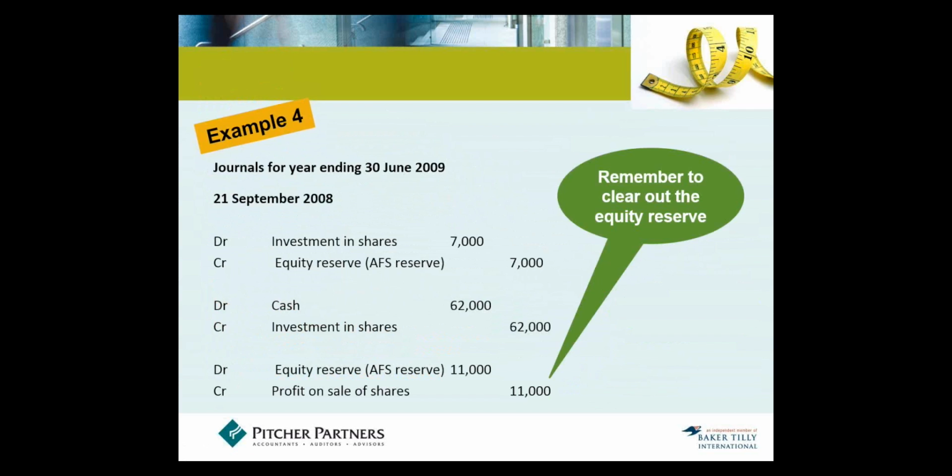So when we look at AASB 101 and we look at items in other comprehensive income that in future could be reclassified or not reclassified, recycled, yeah, reclassified to profit and loss, AFS is one of them. So at the date of sale, once this is realized, we say debit that equity reserve. The equity reserve should be zero, and we credit profit on sale of shares.